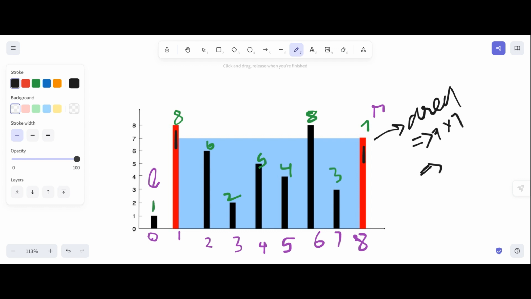It's that simple. The first one is the width over here. The width is actually along the x-axis. So over here it's going to be 7 because 1, 2, 3, 4, 5, 6, 7. 1, 2, 3, 4, 5, 6, and so on. So the width is going to be 7 and the height is going to be 7.